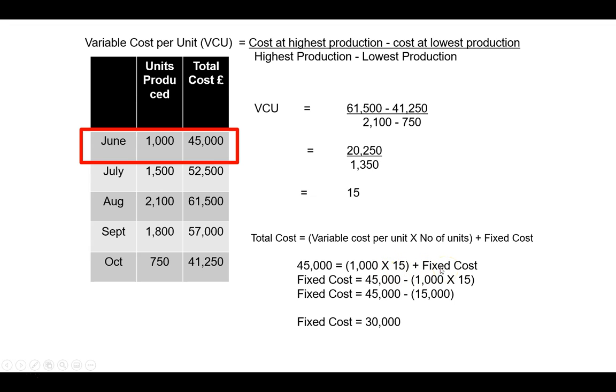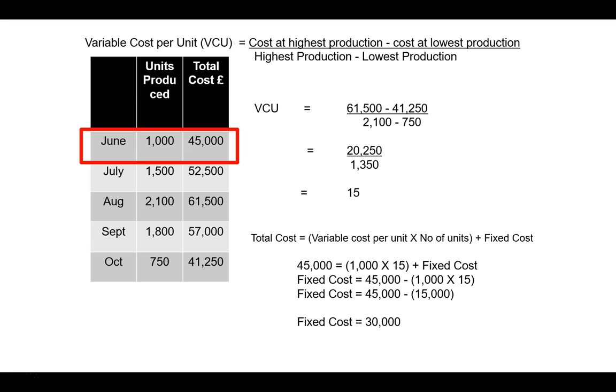Okay, so again, if the fixed cost stays and we move this there to the other side of the equal sign, 45,000, take away the 1,000 times 15 should give us our fixed cost. So 45 minus 15,000, so it means our fixed cost is 30,000.